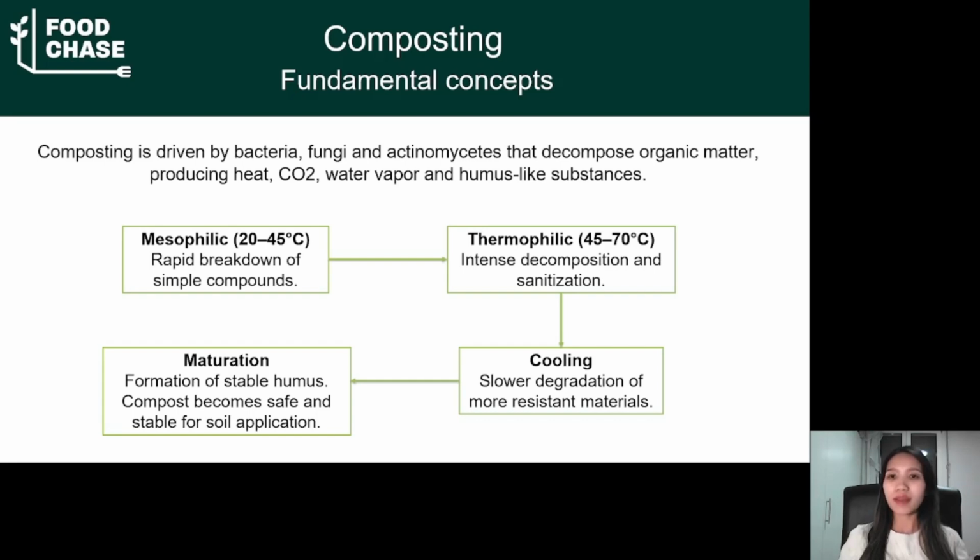The next step is thermophilic, which occurs at a higher range of temperature. Intense decomposition and sanitation happen because at this temperature most of the pathogens are destroyed. Then we have the cooling step, where the slower degradation of more resistant material keeps occurring. And the final step is maturation. Here is the formation of stable humus. The compost becomes safer and stable for soil application.